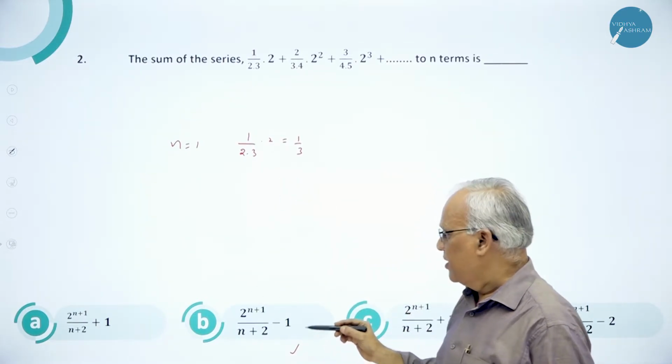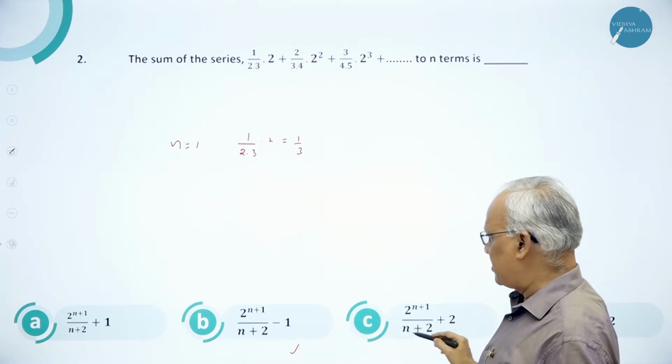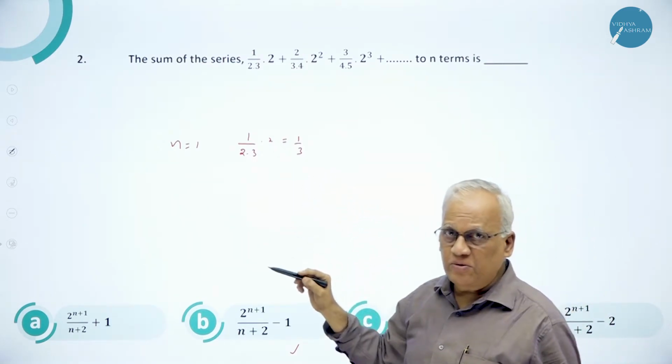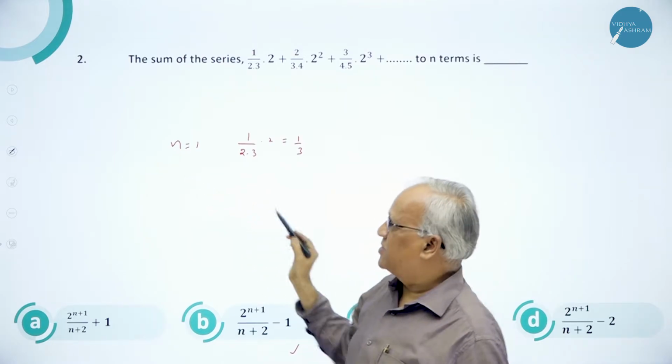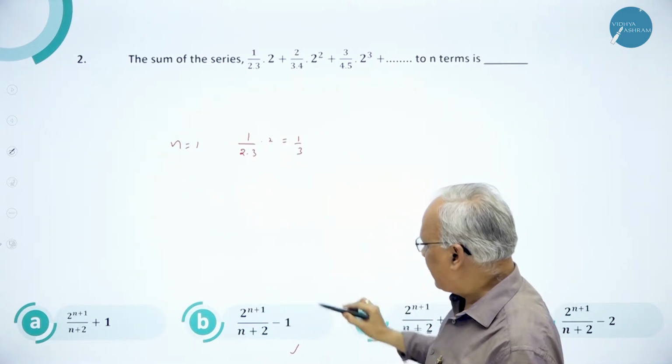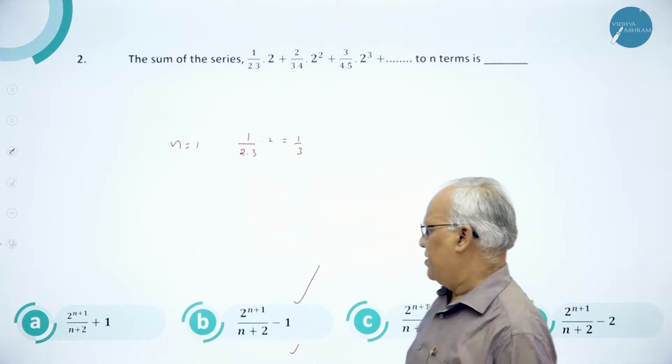Suppose you have two expressions giving the same 1 by 3. Then you need to take sum to two terms by putting n equal to 2. So it's not necessary here. You can straight away go for this answer B.